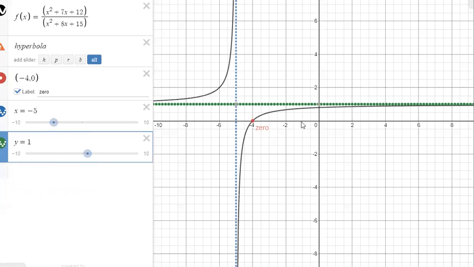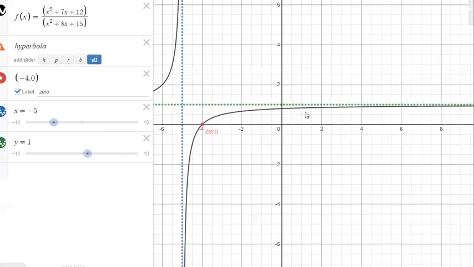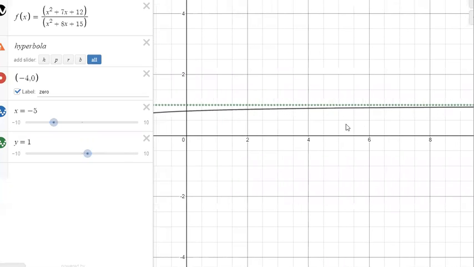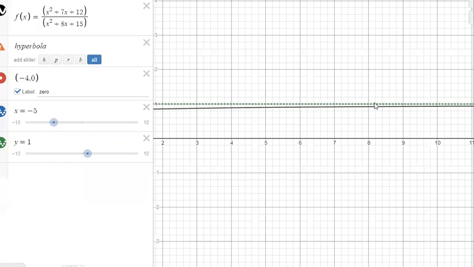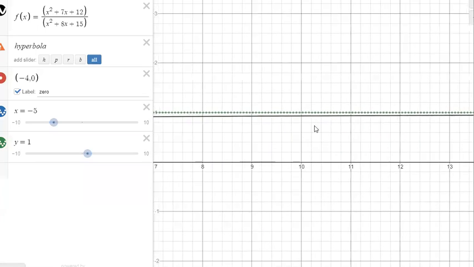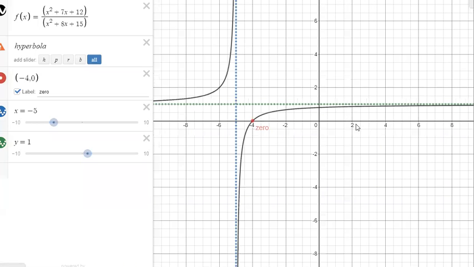Notice that on the right side, as the graph goes longer and longer to the right, it gets closer and closer to the dotted line, but it actually never crosses. And you can even zoom in as much as you want and move the graph to the right. What you'll notice is that black line never crosses that green dotted line, okay?